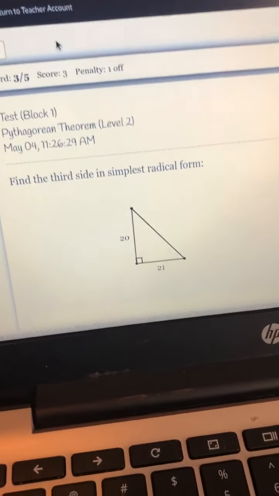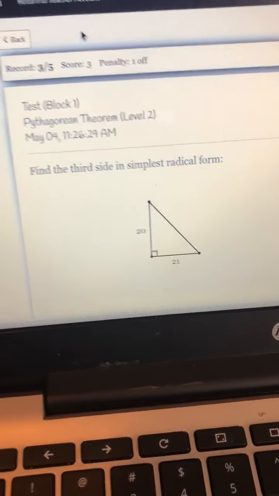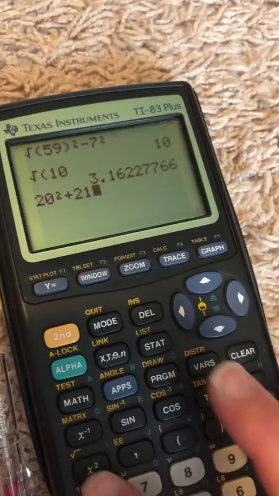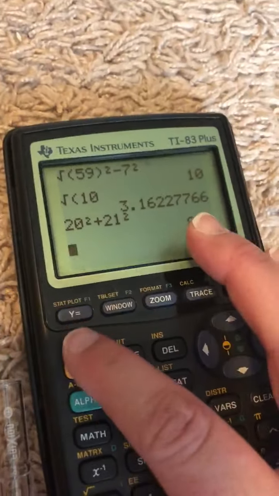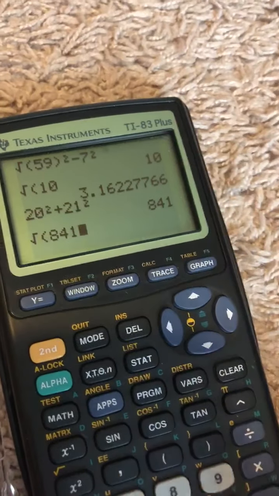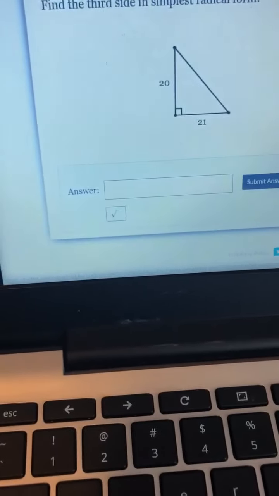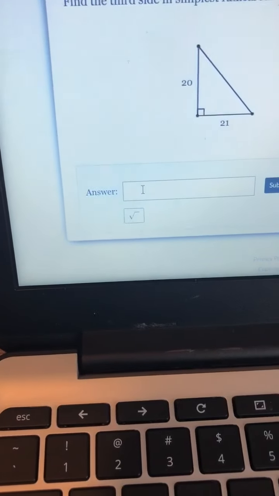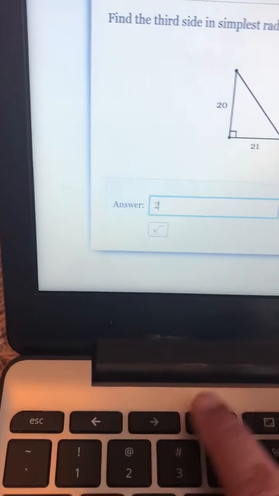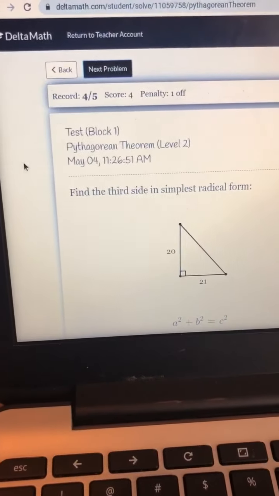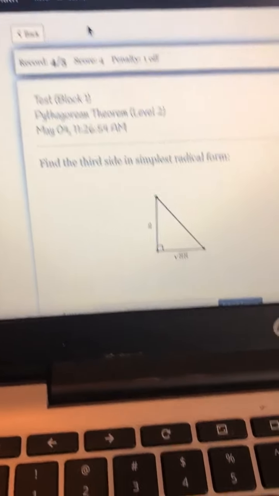Okay. This one, I'm going to be squaring and adding. So 20 squared plus 21 squared. And then the square root of 841 is 29 exactly. So that one is an exact. Your last step should always still be to find the square root. And I got my check, so I just need one more.